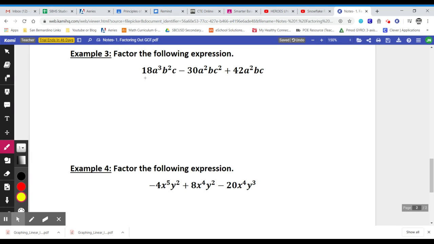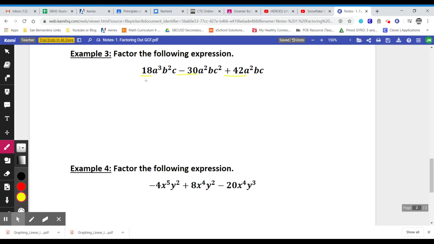This one's getting a little longer now. Some of them will be long. Don't panic. You still do it the same way. So let's start with the coefficients. We have the coefficients of 18, negative 30, and then 42. Now we got to think hard about this because this is the part where people will start getting wrong answers.